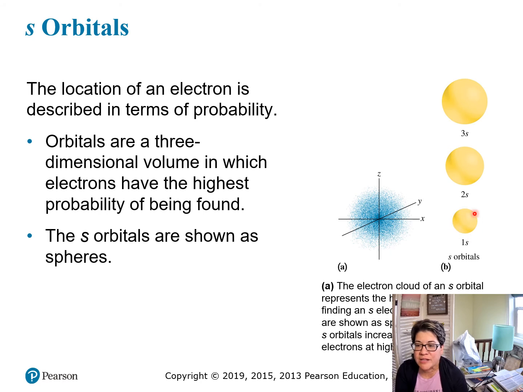This is the size of the first shelf. It's smaller. The second shelf is bigger. So the second shelf also has an S shell. And then the third shelf has an even bigger S shell. So as you go higher up, the S shells get bigger, like the balls get bigger. Okay, so those are S orbitals, S sublevels.